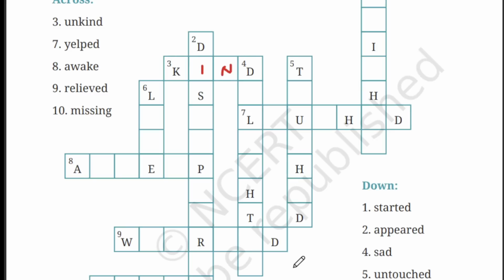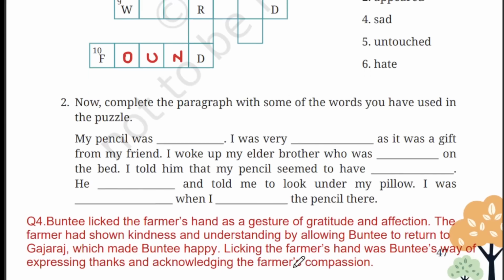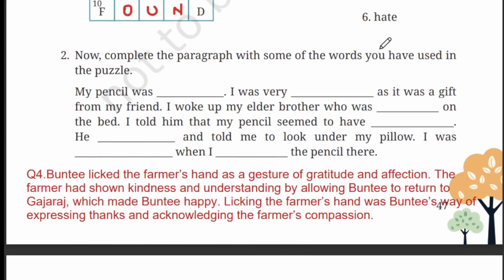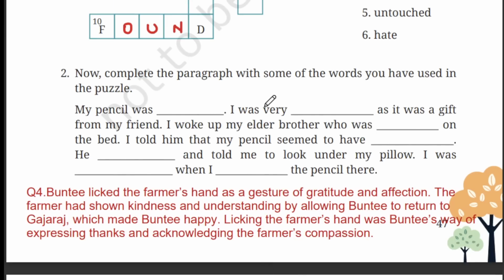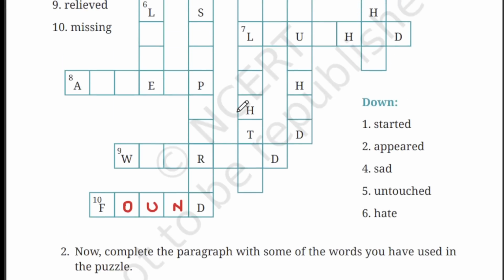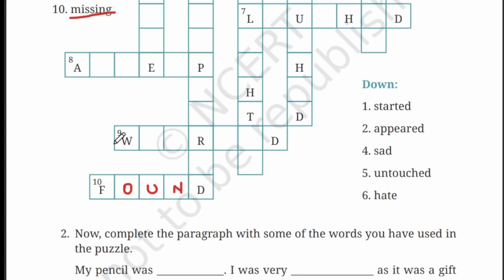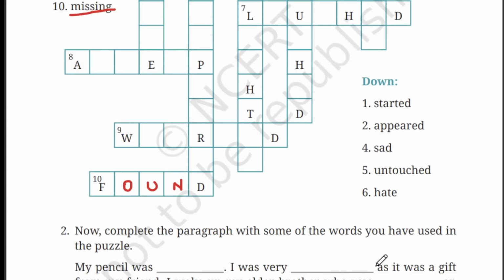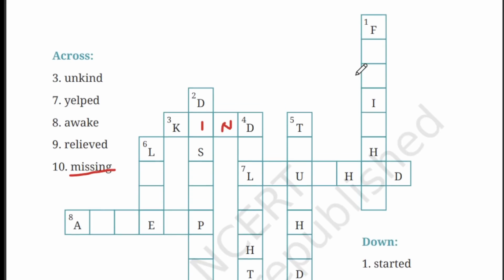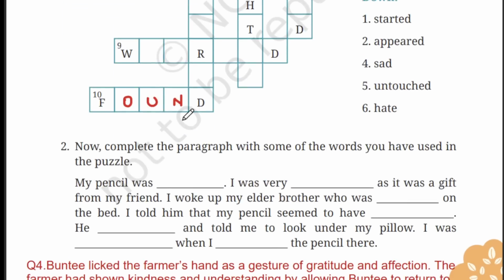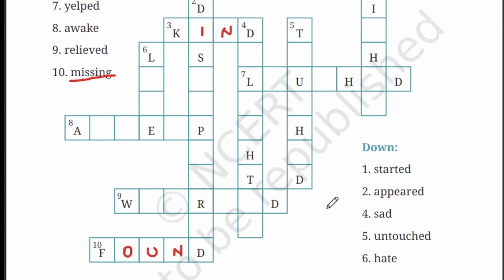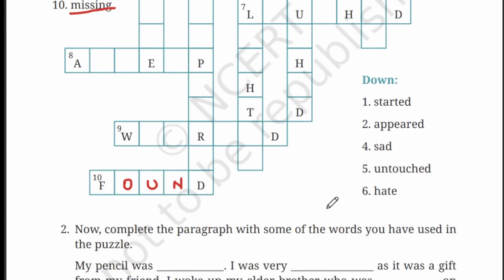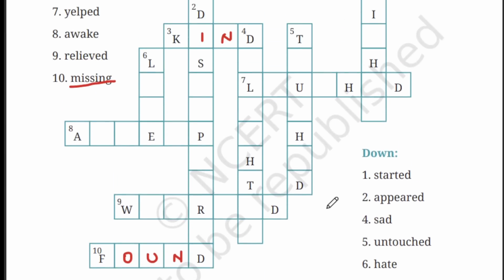This is going to be very simple, students. Please fill in by yourself. Next one: now complete the paragraph with some of the words you have used in the puzzle. My pencil was dash. I was very upset. So my pencil was missing; you can write missing. So I was very sad, you can write sad, as it was gifted from my friend. I woke up my elder brother who was dash on the bed, awake on the bed. You have to write from this paragraph. Do it on your own, students. This is very important and very easy as well. When you do it by yourself, if they give something new, you will be able to answer it.